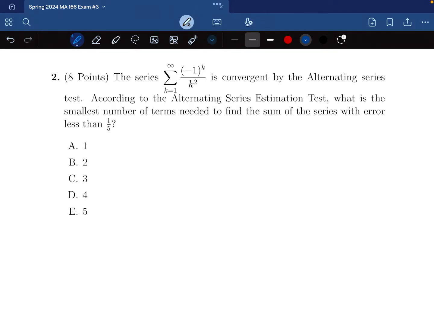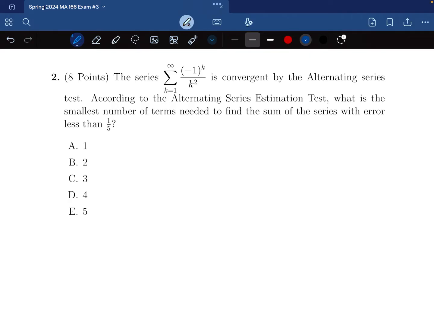Okay, problem 2 says the series negative 1 to the power of k over k squared from k equals 1 to infinity is convergent by the alternating series test. According to the alternating series estimation test, what is the smallest number of terms needed to find the sum of the series with error less than 1/5?